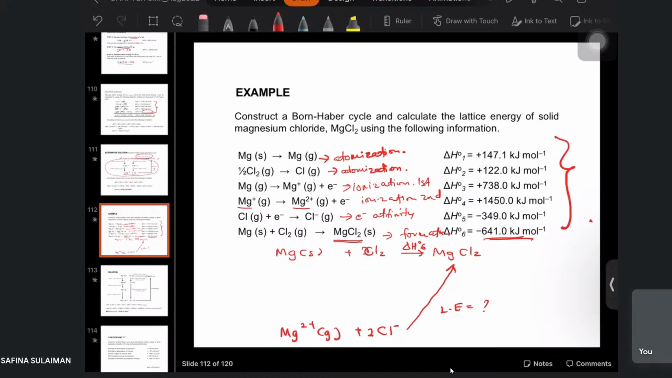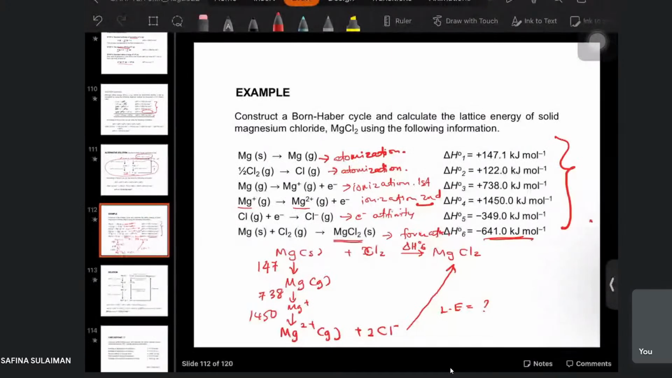So daripada Mg solid, you nak tukarkan kepada Mg gas. So apa yang first kali dia akan buat? Iaitu apa dia? Atomization. Mg gas. Iaitu nilai dia is 147. Okay, and then Mg kepada Mg2 plus. So first dia akan jadi Mg plus iaitu first ionization energy, okay, iaitu 738, okay, and then Mg plus kepada Mg2 plus is the second ionization energy iaitu 1460.